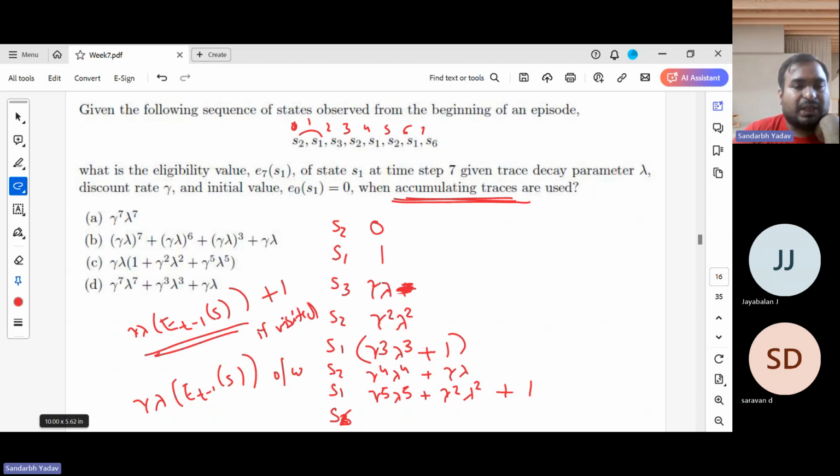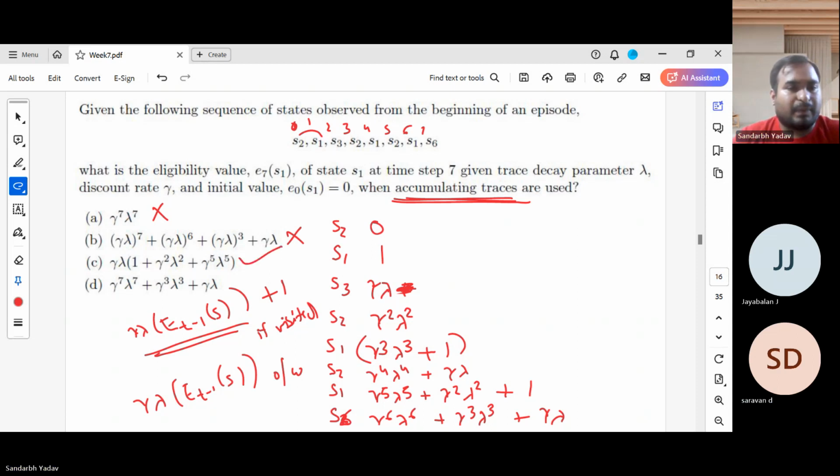So now we have to decay one more time. That's it. If we decay one more time, we will get gamma 6 lambda 6 plus gamma cube lambda cube plus gamma lambda. Okay, so this is the answer. Now you simply have to match which is the option. This is definitely not there. We are not getting 7, 6. No, this is also not there. If we multiply, we will get the first term, then here we will get cubes, and here we will get 6. Okay, so this is the answer. And again this 7 is not appearing anywhere. So the correct eligibility is option C.